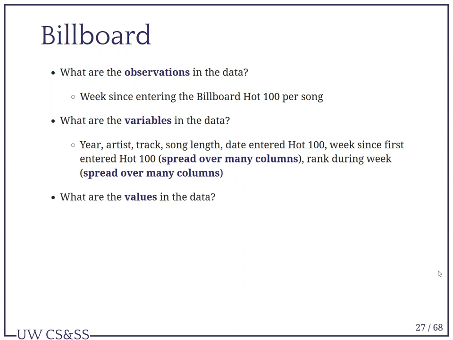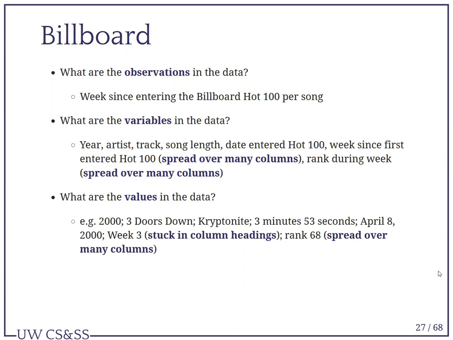Now, what are the values in this data? Things like the year 2000, 3 Doors Down, the song Kryptonite, the length of the song 3 minutes 53 seconds, when it entered the Billboard Hot 100, the week 3 information, which is information we're interested in but is stuck as a column heading. And rank 68 is spread over many columns.